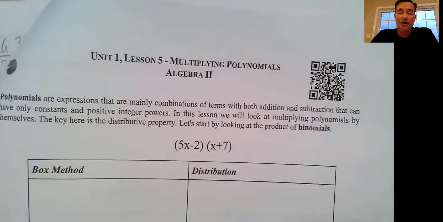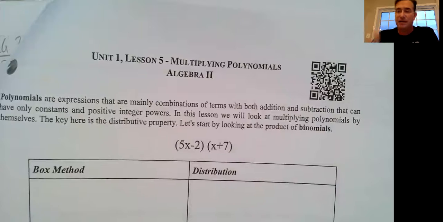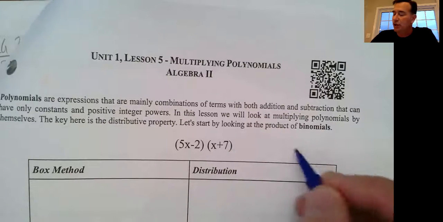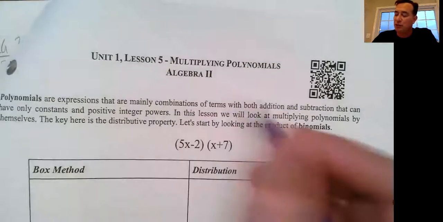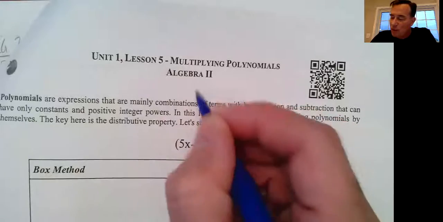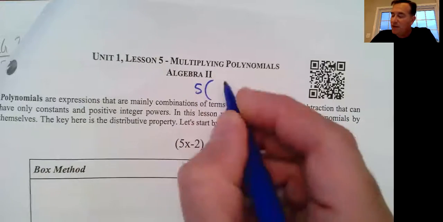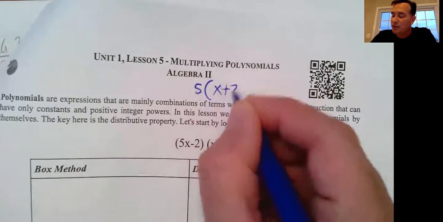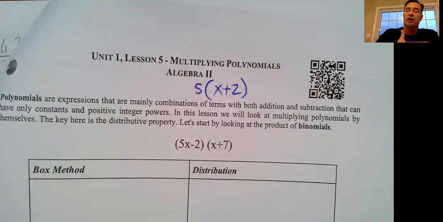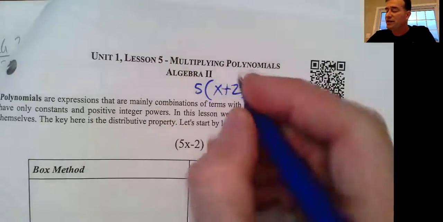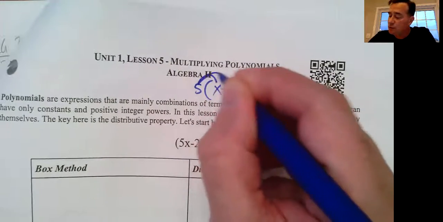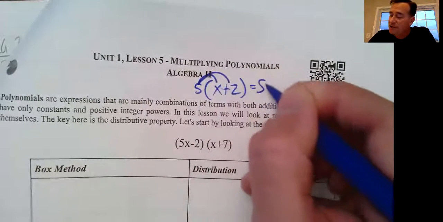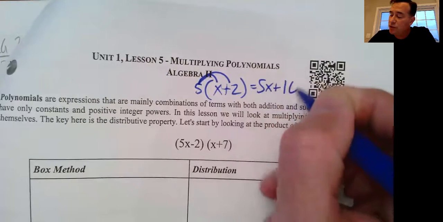Now, here is what we're talking about here. We talked about distribution before, and we've seen examples of distribution a whole bunch. Generally what distribution looks like is you'd have a number on the outside, like a 5, and you have an x plus 2 on the inside of parentheses, and distribution means you're multiplying everything from the outside times everything on the inside. So this 5 would go towards both. We would have 5x plus 5 times 2, which is 10.